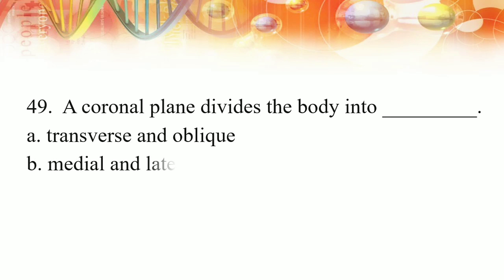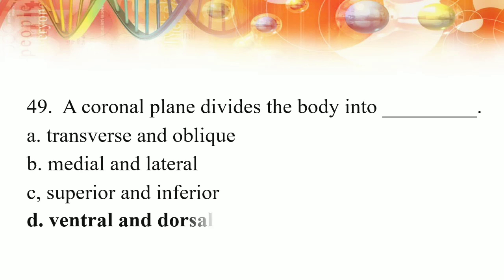Number 49. The coronal plane divides the body into blank. A. Transverse and oblique. B. Medial and lateral. C. Superior and inferior. D. Ventral and dorsal. The coronal plane, or frontal plane, is a vertical plane running from side to side that divides the body or any of its parts into anterior and posterior portions, or the ventral and dorsal.